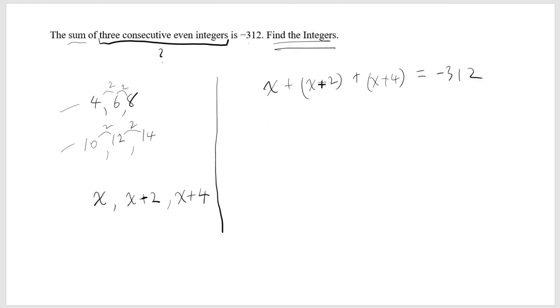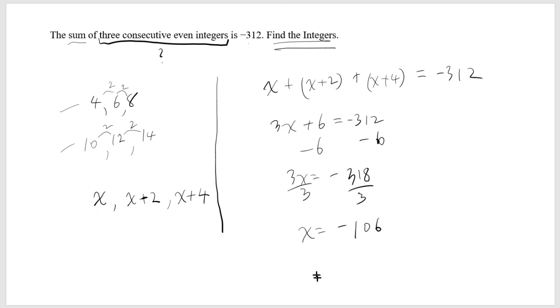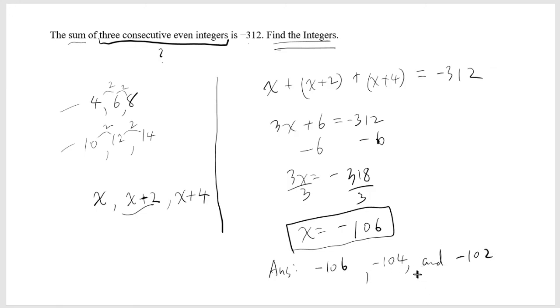Okay. Now what's x plus x plus x? That's 3x. 2 plus 4 is 6. Subtract 6 from both sides, and you get 3x equals negative 318. And then divide by 3, and you get x equals negative 318 divided by 3. 3 divided by 3 is 1. 18 divided by 3 is 6. So negative 106. So that's the very first number. So what are the three numbers then? The answer is negative 106, and then the next number is plus 2, right? So add 2, that's negative 104. And negative 102 if you add 2 again.